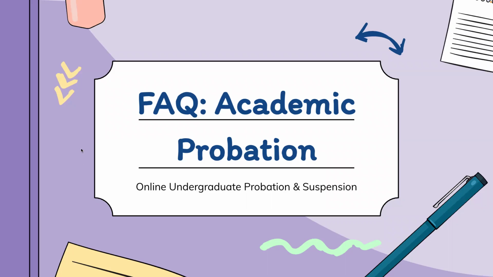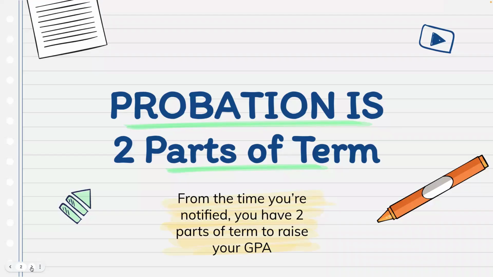All right, let's review academic probation. So, academic probation is for 2 parts of term. From the time that you're notified, you'll have 2 parts of term to get your GPA above a 2.0.